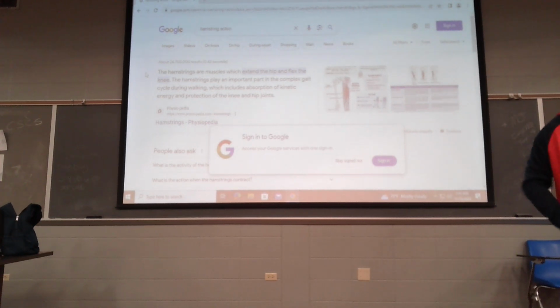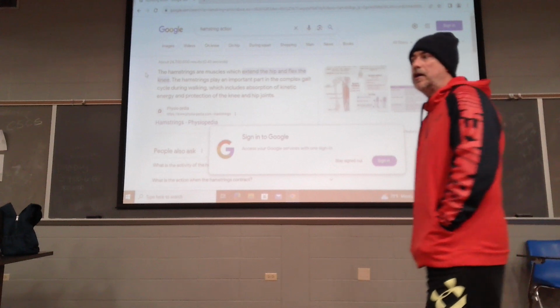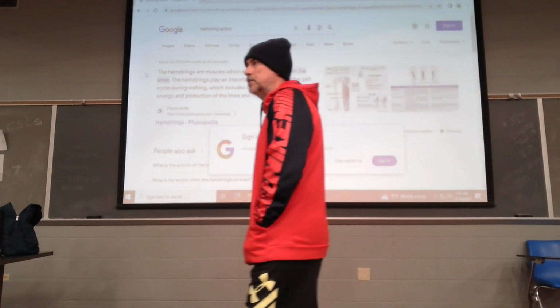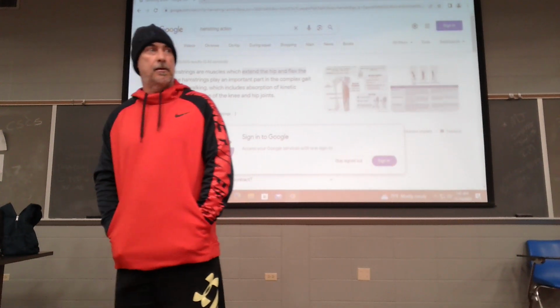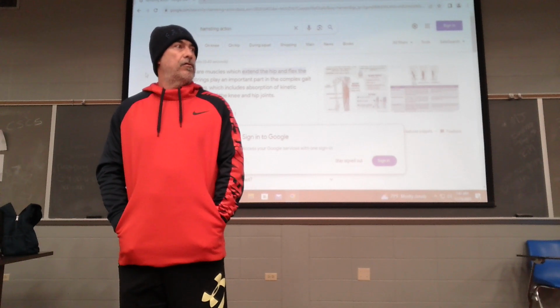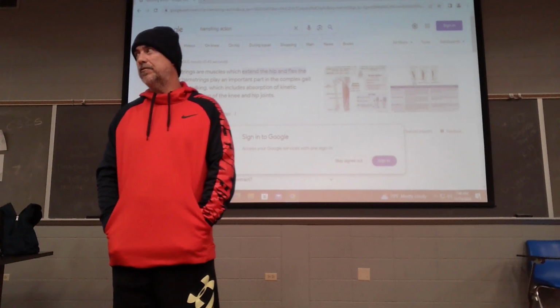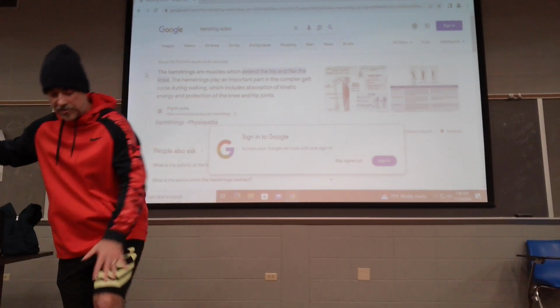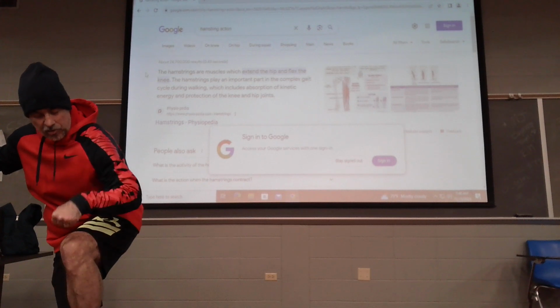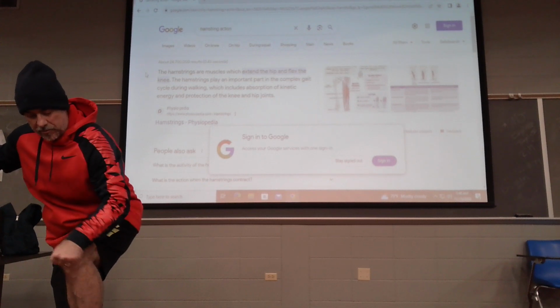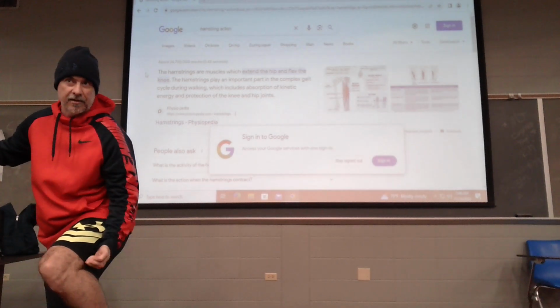You have as many muscle groups as you have allowable joint motions. For the ankle, we had plantar flexion and dorsiflexion. That means we're going to have dorsiflexion pullers and plantar flexion pullers. The dorsiflexion pullers are going to be in the front. Plantar flexion pullers are going to be in the back.